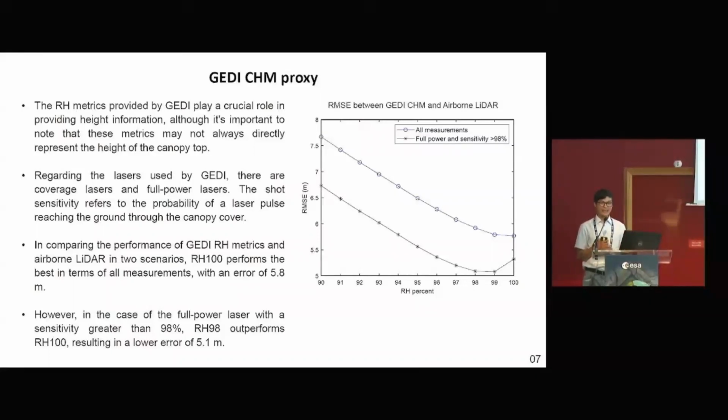greater than 98%. And you see here, for example, if you have many measurements, sometimes people say, oh, we need a lot of data. But be careful. We have to worry about the quality rather than the quantity. If we consider just the full power and the sensitivity greater than 98%, we can get a better performance with respect to the LiDAR data. So basically, with the GEDI data, if we carefully select the good data, we can get something like 5 meter performance with respect to the airborne LiDAR data, which we have to collect at the same time as we do with the SAR data.